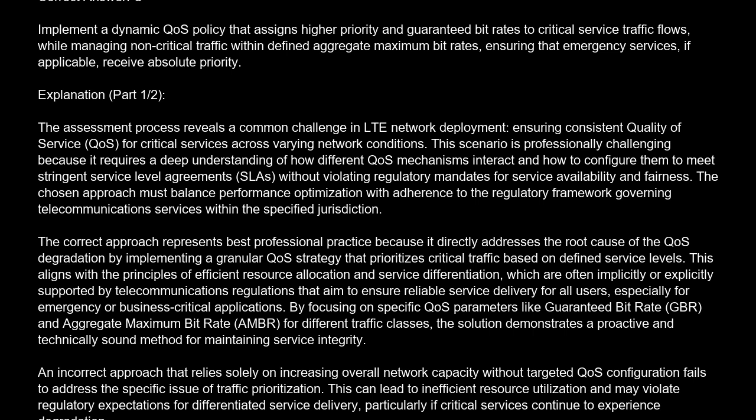By focusing on specific CoS parameters like guaranteed bitrate, GBR, and aggregate maximum bitrate, AMBR, for different traffic classes, the solution demonstrates a proactive and technically sound method for maintaining service integrity. An incorrect approach that relies solely on increasing overall network capacity without targeted CoS configuration fails to address the specific issue of traffic prioritization. This can lead to inefficient resource utilization and may violate regulatory expectations for differentiated service delivery, particularly if critical services continue to experience degradation.